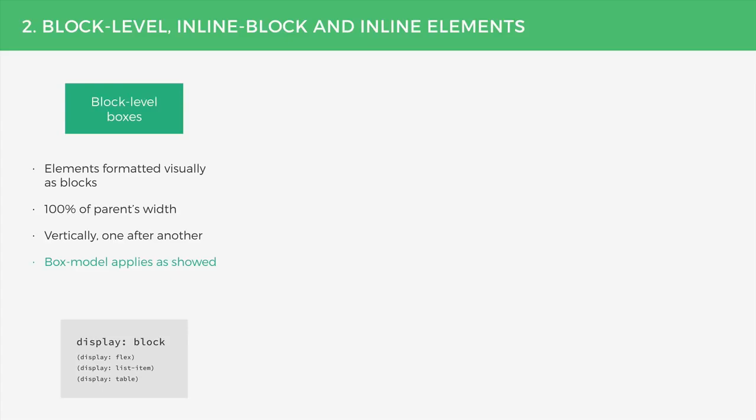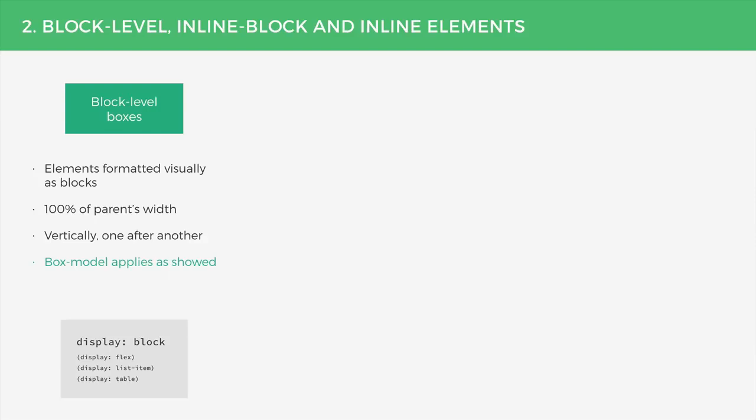But please note that the values flex for flexbox layouts, list item, and table also produce block level boxes. Now, all HTML elements have a default display property, and elements such as paragraphs or divs, which are usually formatted visually as blocks, have their display property set to block by default. We can always, of course, change this property manually, which can be very useful in some cases.